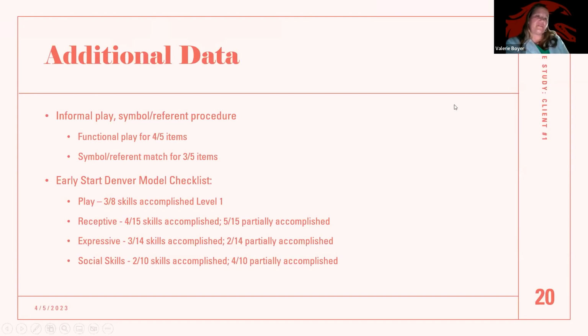And then finally, we used the Early Start Denver Model checklist in our clinic. He was largely in level 1 of the Early Start Denver Model. He did demonstrate some skills in the areas of play, receptive, expressive, and social. A number of those skills had to be elicited. They weren't just observed, but he was demonstrating some skills in each of those areas.